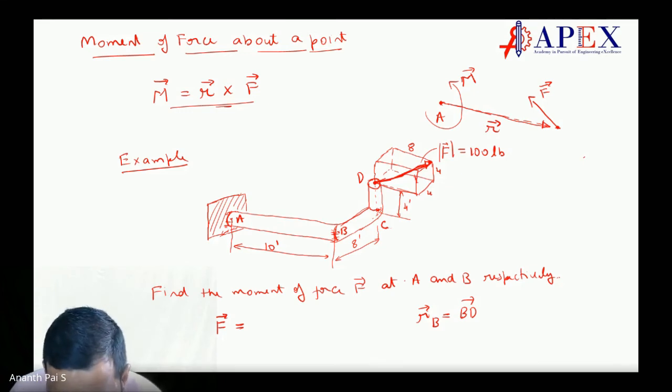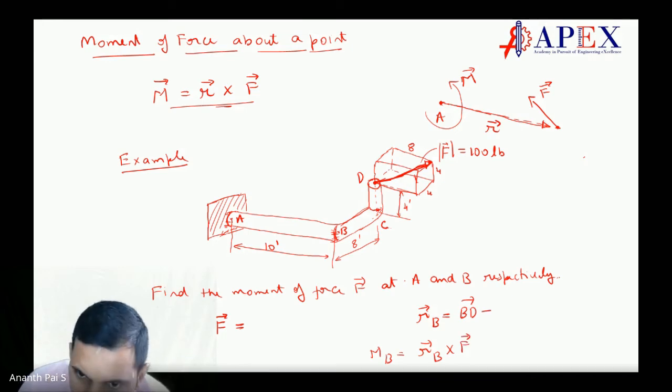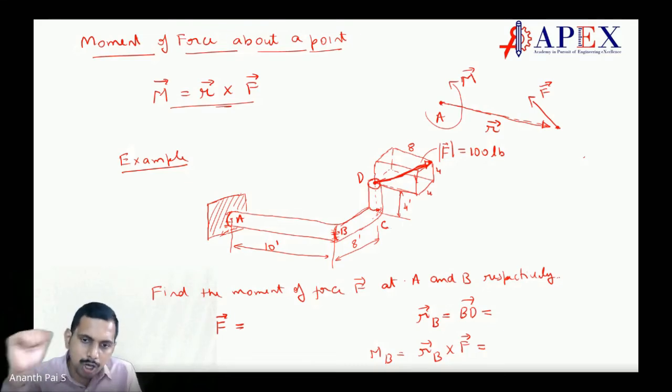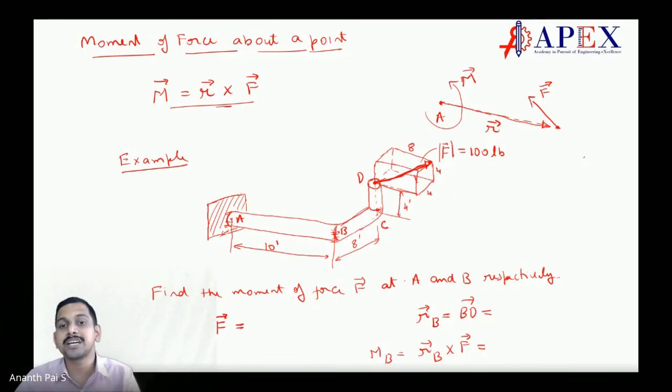Find that out. Then what you have to take, moment of B is equal to R B crossed with F. That's it. Simple. Find out F, find out this, find the cross. Simple and sweet. So keep in mind, moment is a vector. So here we can decide, because of the force, what is the torque experienced by B, in which direction it is rotated.